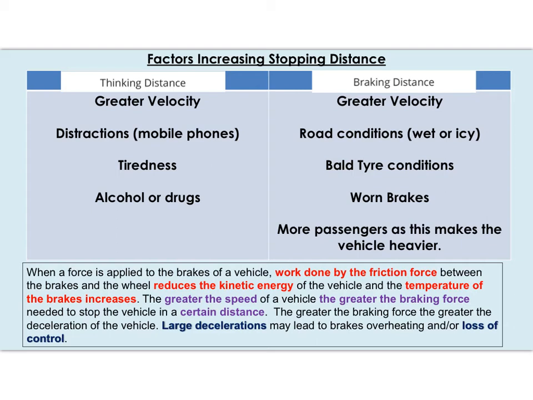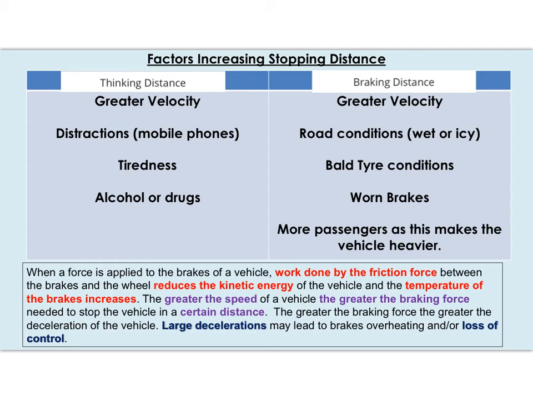The factors that affect braking distance exclusively, so that only affect braking distance and don't affect thinking distance, are the following. Road conditions: if it's wet or icy, it's going to take you longer to stop. If you've got bald tyres, so you've not got any grip on your tyres, it's going to take you a longer distance to stop. If your brakes are worn, they won't be working as effectively, so it'll take you a longer distance to stop. And also, if you've got more passengers in the vehicle, making it heavier, that will also take you a longer distance to stop.